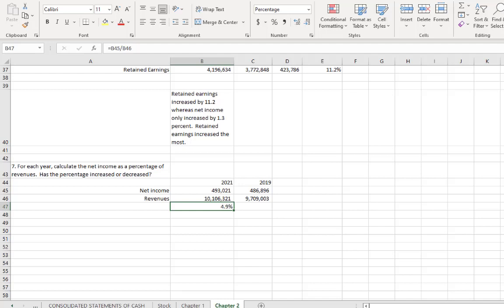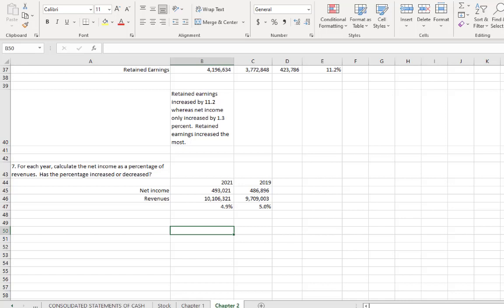Now I'm just going to copy this over to here. Remember, because it's going to be relative. Instead of dividing this by this, it's going to divide this by this. I'm going to paste. And you can notice it went a little bit up, 5%. But this is the earlier year. So actually it went down, right? The percentage has decreased. So I'm going to escape to get rid of those Hollywood lights.